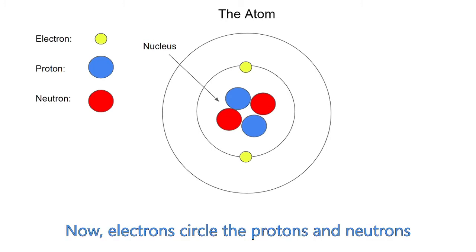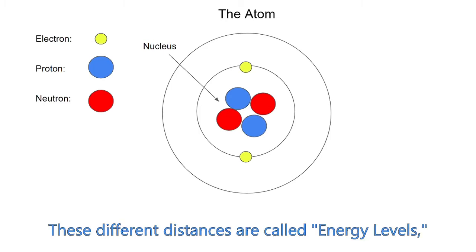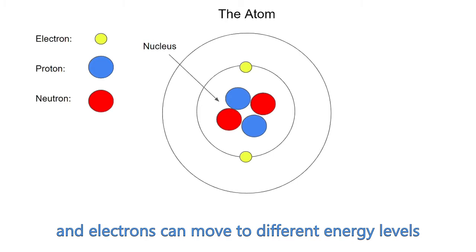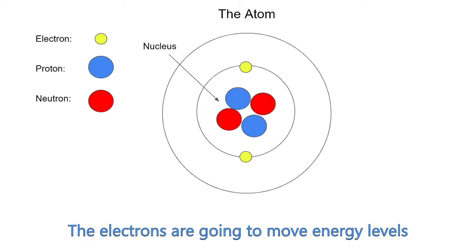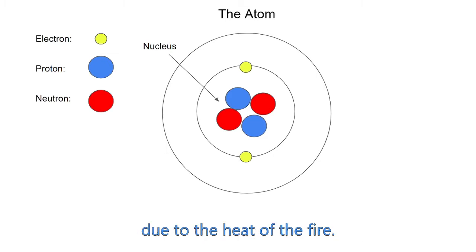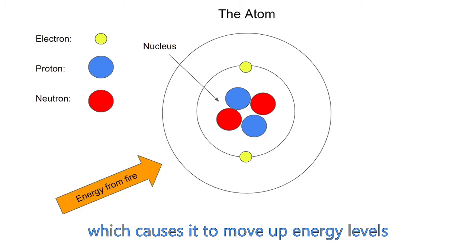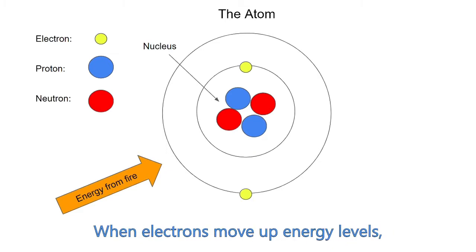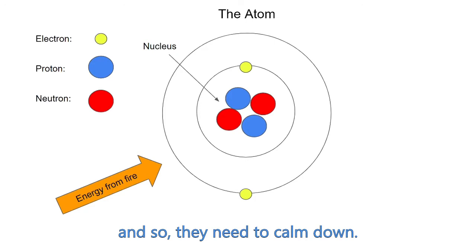Now, electrons circle the protons and neutrons at different distances away from the core. These different distances are called energy levels, and electrons can move to different energy levels based on many factors. In today's experiment, the electrons are going to move energy levels due to the heat of the fire. The fire gives a lot of energy to the electrons, which causes them to move up energy levels. When electrons move energy levels, that means they become excited. But these electrons stay excited for just a moment, and so they need to calm down.